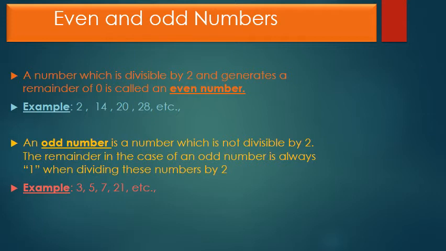Let's look at 3. If I'm trying to divide 3 by 2, I can, but I will have a remainder of 1 because 2 goes once into 3 and the remainder is 1.